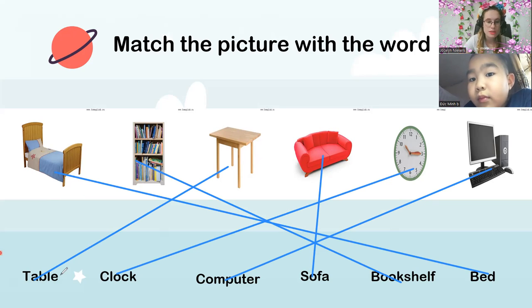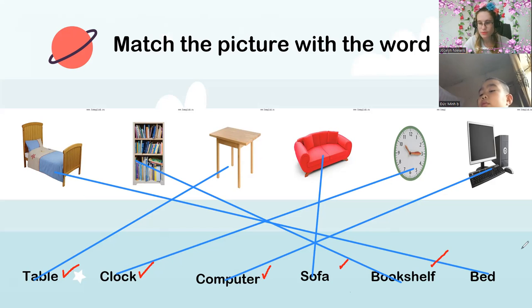Okay, let's read together. Table. Table. Clock. Clock. Computer. Computer. Sofa. Sofa. Bookshelf. Bookshelf. Bed. Bed. Very good work. A plus.